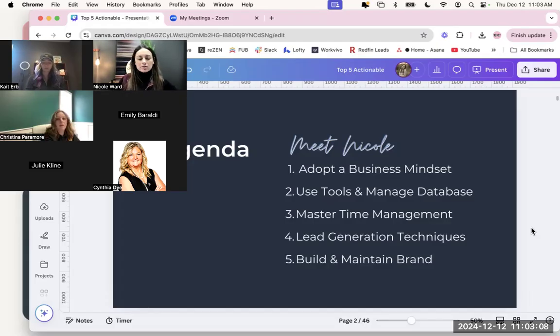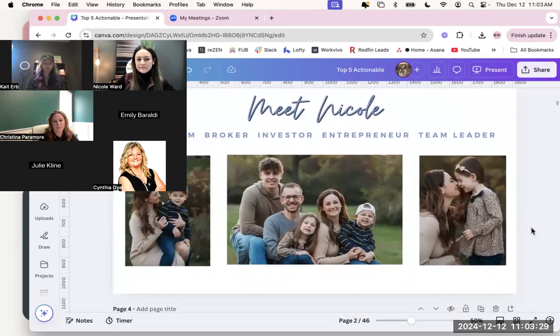We're also going to talk about tools in your database. We're going to talk about time management and not your typical time management. I'm actually going to go into some detail about how and why this is important. We're going to go into some lead generation, and then we're going to go into building and maintaining your brand, which is incredibly important and something that 95% of agents don't do that they should. So let's just jump right in.